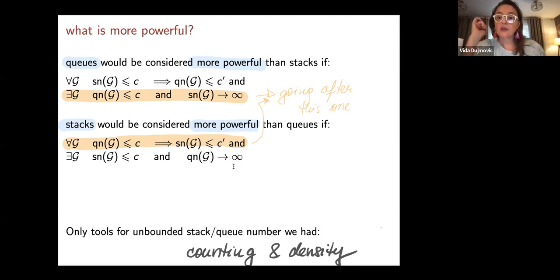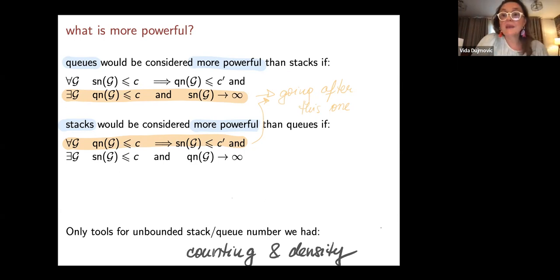Okay, so the goal will be, I need to be able to prove that some graph family has an unbounded stack number. So far, until this work, the only tool we had for that was density. Remember, if you have more than a linear number of edges, then both stack number and Q number are unbounded, so that doesn't separate them, but that was a tool. You prove that the graph has more edges than it can.